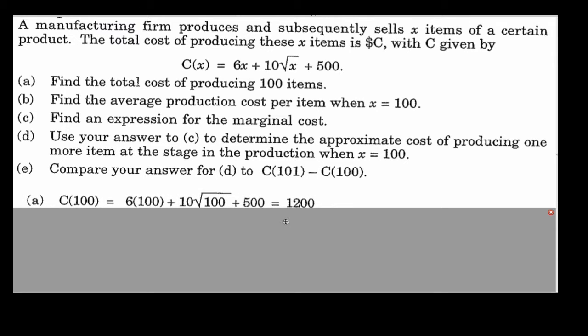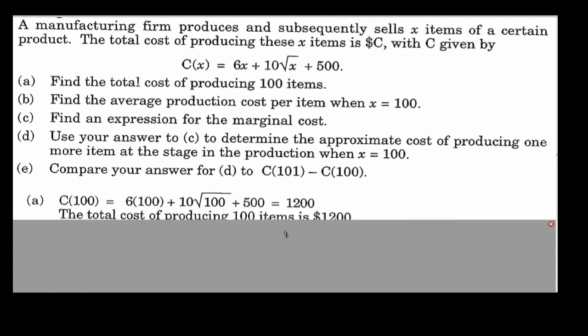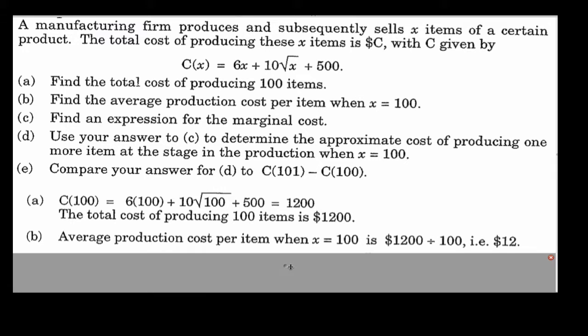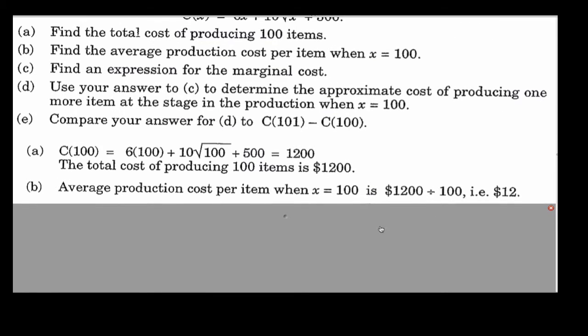So let's answer these questions. How much does it cost to produce 100 items? So if we substitute 100 into that equation there, we get 1,200. So it costs us $1,200 to produce 100 items. Find the average production cost per item when x equals 100. Well, that's easy. We've produced 100 items. It's cost us $1,200. That's an average of $12 per item.